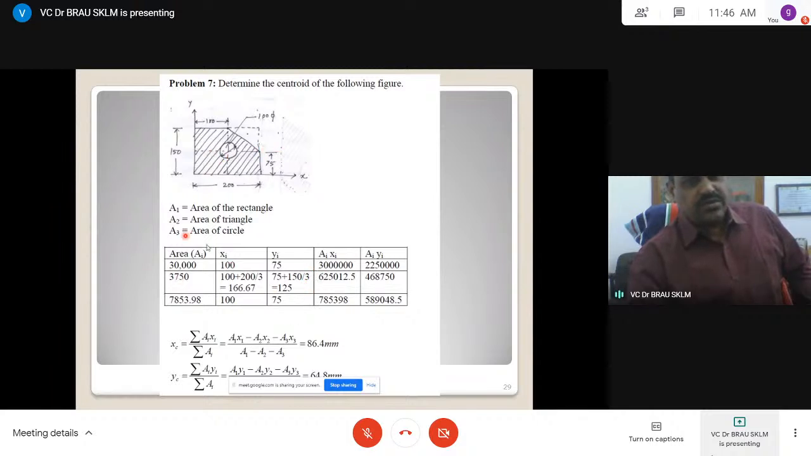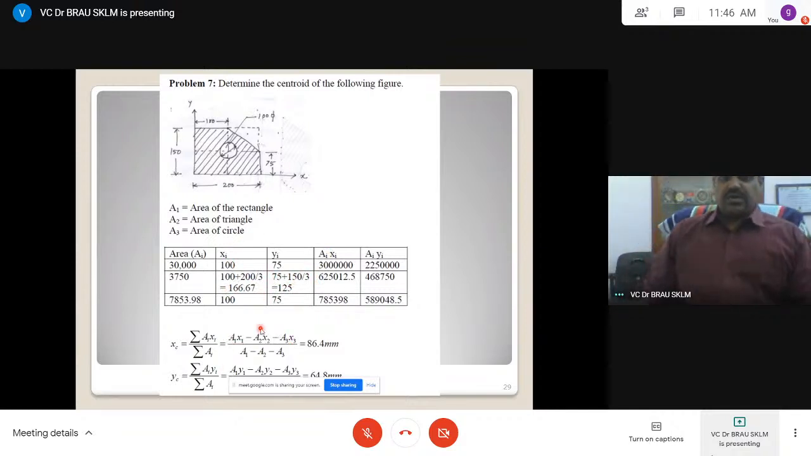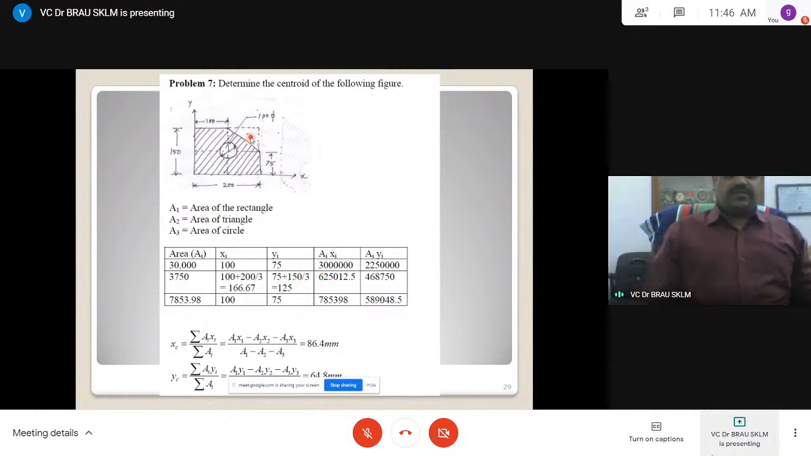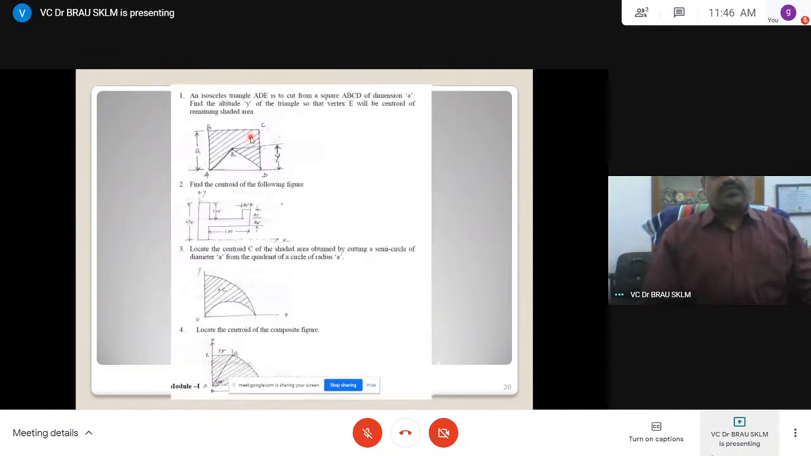Once we know A1x1 plus A2x2 plus A3x3, A1y1 plus A2y2 plus A3y3, over A1 plus A2 plus A3, this is Varignon's theorem. We can find out the centroid. Sum up all of this, with some to be summed and some to be subtracted. Add all by putting plus sign, minus sign for subtraction. Similarly for y also. So this is how we have to determine.